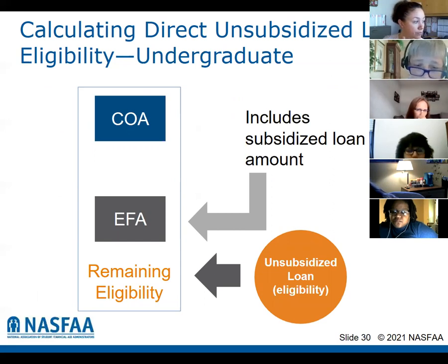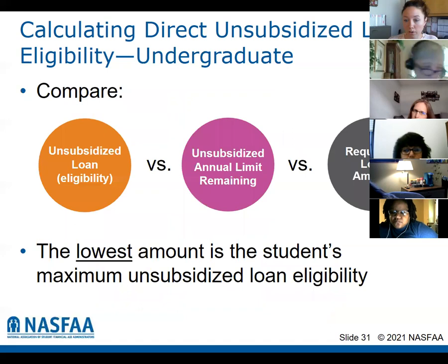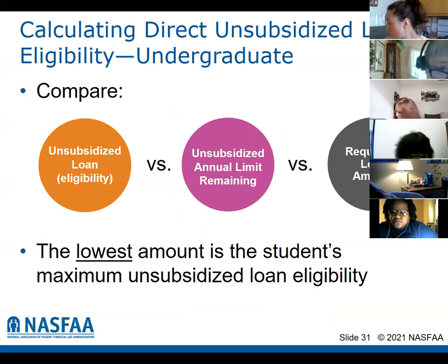Okay. Here's the unsub. It's a little bit simpler. We're just looking at cost of attendance minus the total other financial aid that the student has, including that sub loan. The same rules apply though, it has to be the smallest amount of the three.